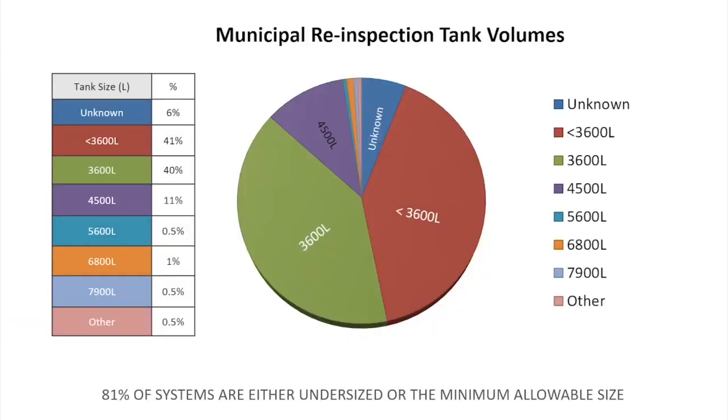This is a little bit different. I'm not comparing the two types. This is different information, but the municipal reinspection found tank volumes. If we know that a septic tank's job is to separate solids and liquids, the larger the tank, the more likely it will do its job efficiently. So a bigger septic tank is a better septic tank.